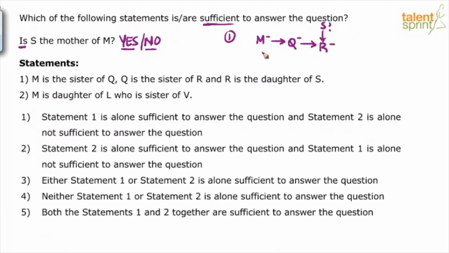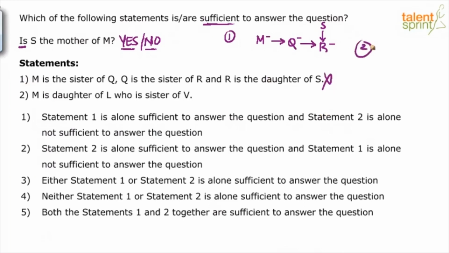Look at this. Is S the mother of M? Can you say yes? No, because if you say yes, you are saying that S is female, which we don't know. Can you say no? How do you say no? Because if you say no, you are trying to say that S is the father. But do you know that S is the father? No. So because the gender of S is not available here, we cannot answer the question using statement 1 alone. So statement 1 alone is not sufficient.